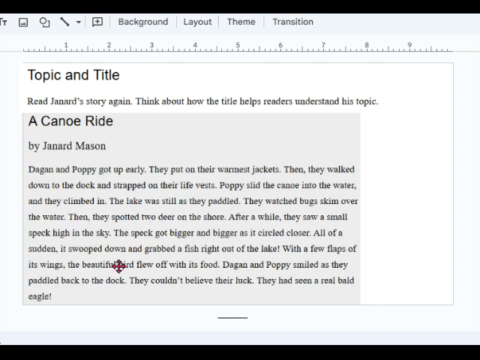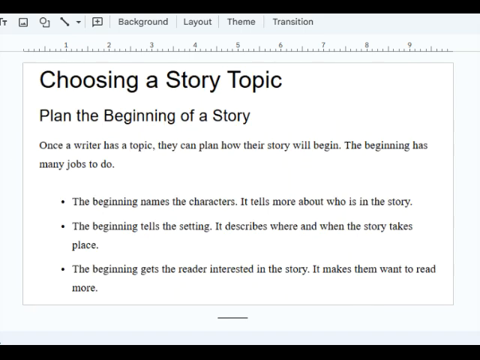So I'm not going to read this whole story again to save time, but listen to that. This is definitely about them taking a canoe ride. So the title matched and was perfect.